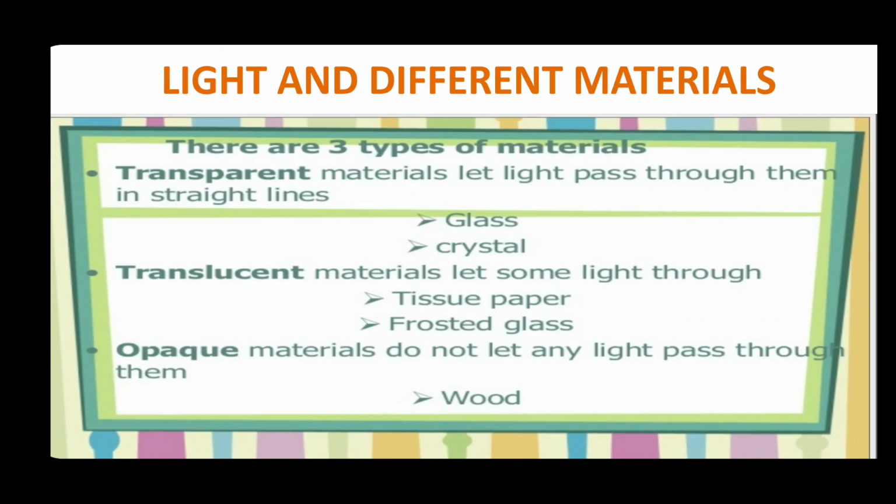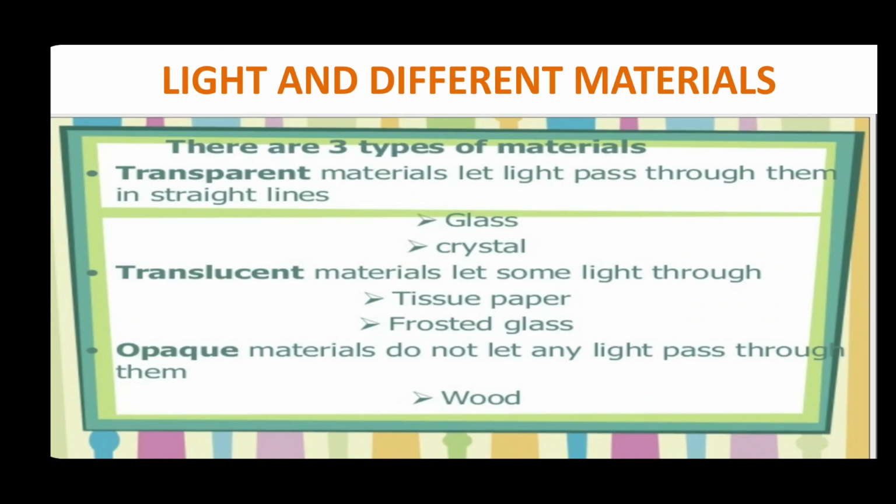Now, dear students, as we have studied earlier in the chapter Nature of Matter, there are three types of materials: transparent, translucent, and opaque materials. So, what are transparent materials? The materials which allow the light to pass through them are known as transparent materials, like glass, crystal, air, water, etc. Translucent materials are the materials which allow the light to pass through them but only partially. The examples of translucent materials are butter paper, frosted glass, tissue paper, etc.